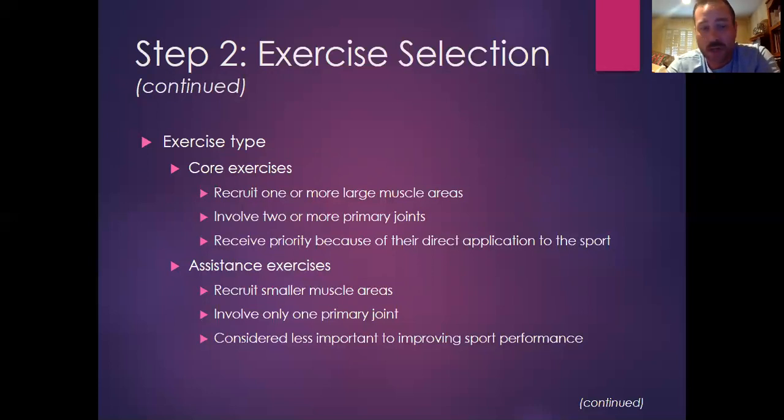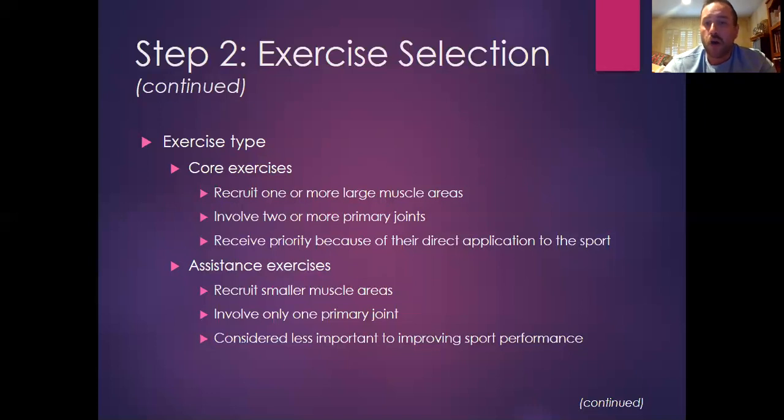Involve 2 or more primary joints, receive priority because of their direct application to the sport. That also may include your Olympic lifts or your power lifts, so power clean, clean and jerks, snatch, all that. That's your core. That's what you want at the very beginning. Why? Because they incorporate such large muscle mass areas and so many primary joints, they take a lot of energy from the participant, and you're also lifting a lot more weight. I would hope that you're bench pressing more than what you can bicep curl.